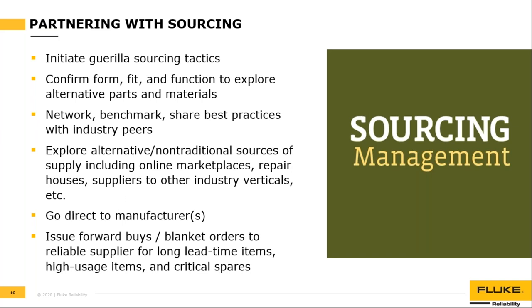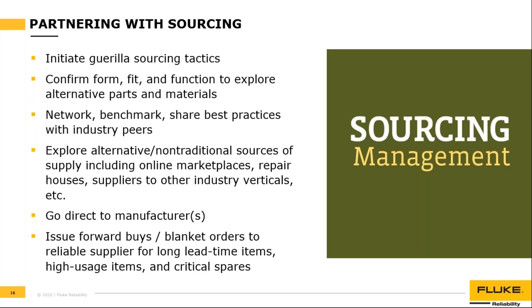And what we mean by this is, you might have a standard approved supplier for an item that you've been using for years, but really look at some of the more dynamic opportunities and options out there, whether they're online marketplaces, repair houses, suppliers that typically supply other verticals, looking at gray markets, surplus markets. There's all kinds of opportunities here to look at, even direct to manufacturers.